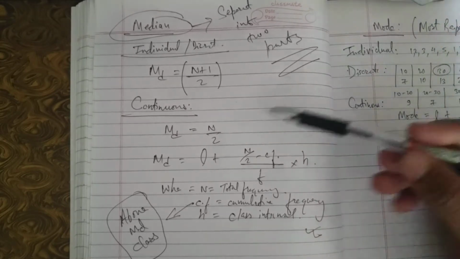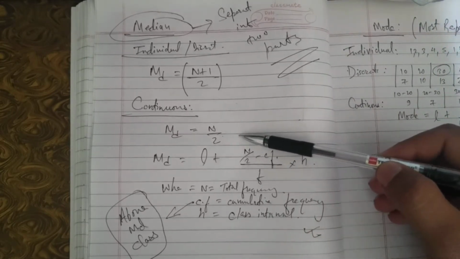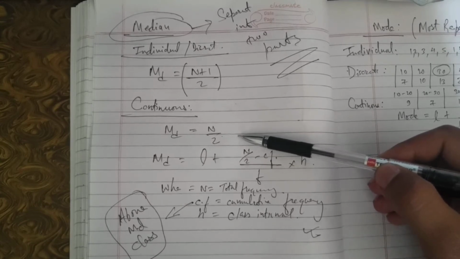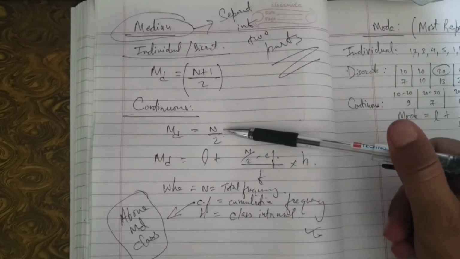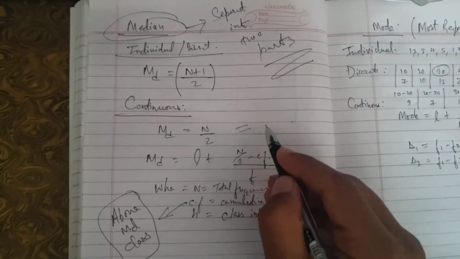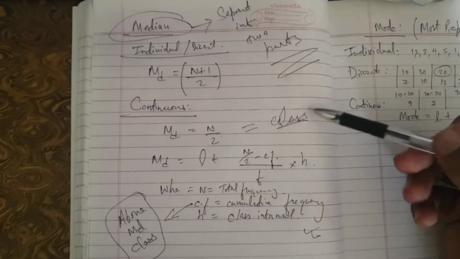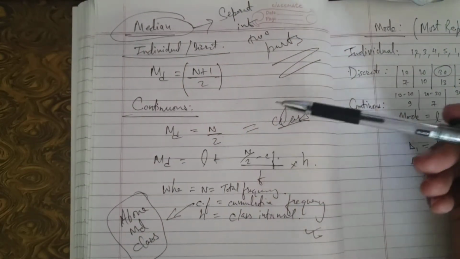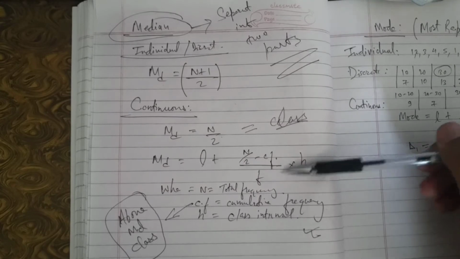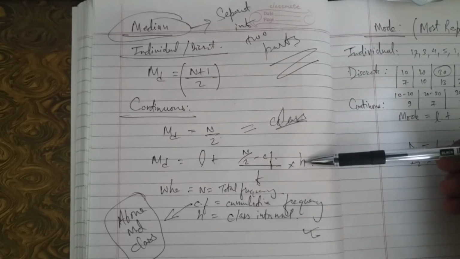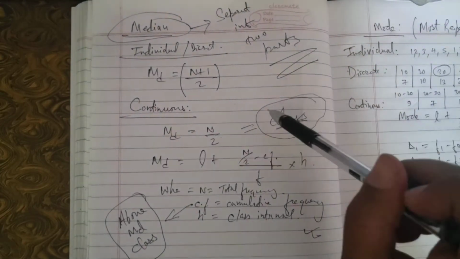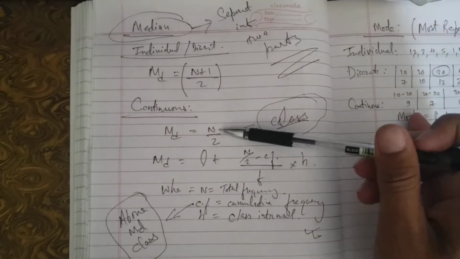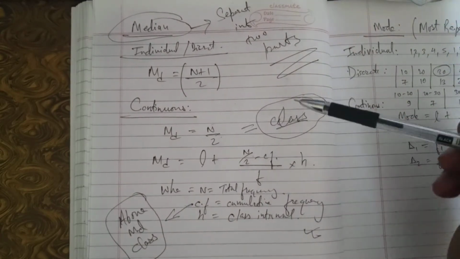Whereas in case of continuous, your Md will be n divided by 2, right? Why is that? Because Md and Q2 are basically the same thing. Md will be n by 2, and from here you will identify the class as well, where Md will be L plus (n by 2 minus cf) divided by f, into h. Here L is the lower limit of the class that we have identified, n by 2 is the value from here, right? And cf is the preceding value.